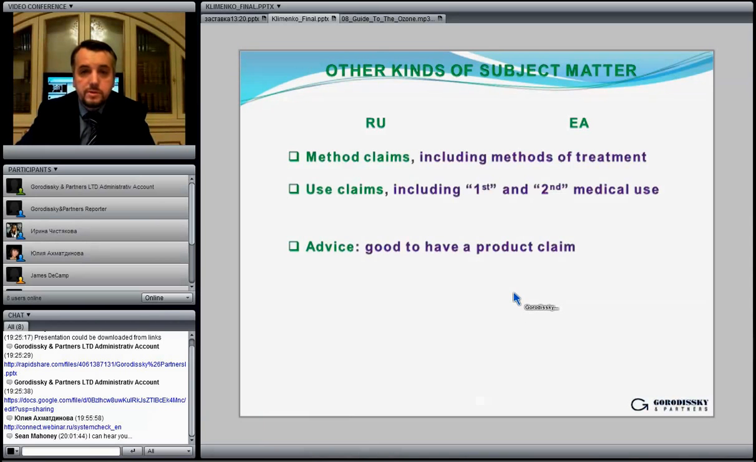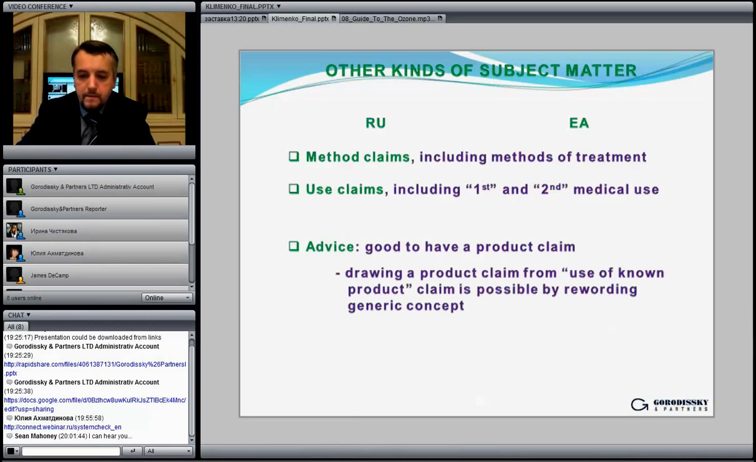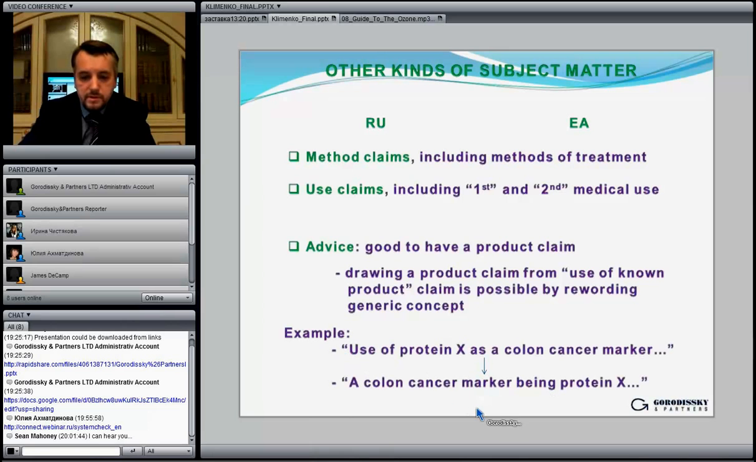Another word of advice is it's always good to have a product claim, even if you didn't plan to. For example, if your invention deals with the use of a known product, there is still a word of experience that for the purposes of enforcing your patent rights, it's better to draw a claim which is directed to a product. For example, by using the following scheme. Instead of having use of protein X as a colon cancer marker, you can draw a claim saying a colon cancer marker being or essentially being protein X, and then so on, the description of this. Sometimes this is suggested by the examiners themselves. You should review the language because your particular motive is known.